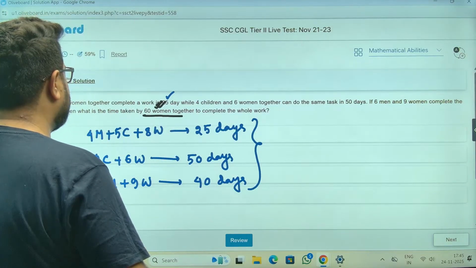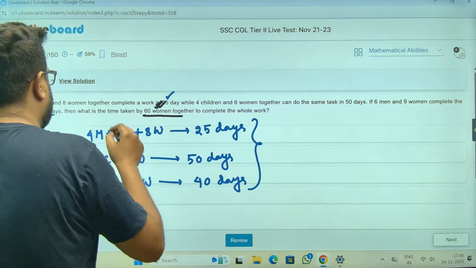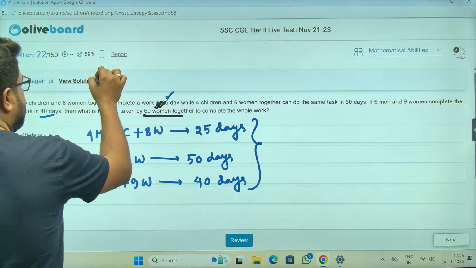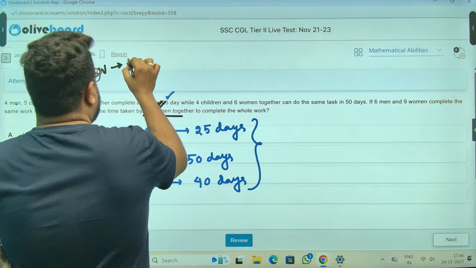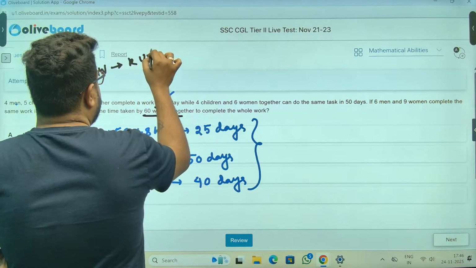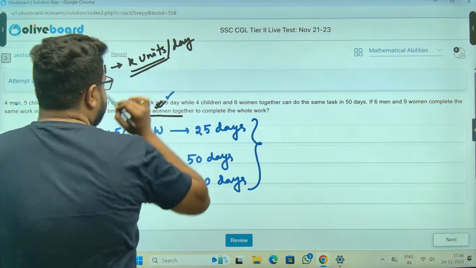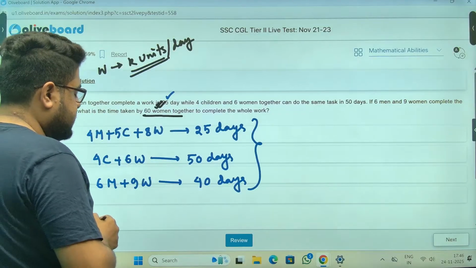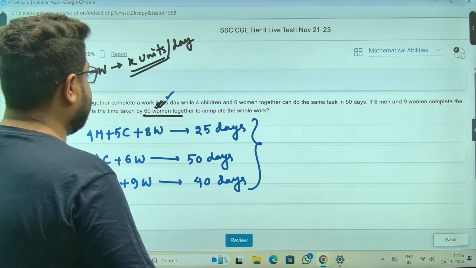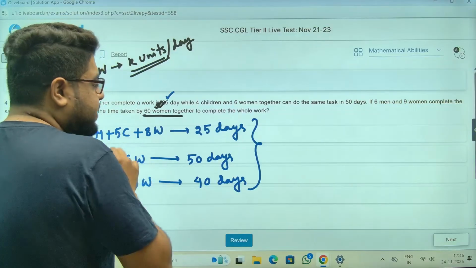Let's take some efficiency for a woman. Okay, let's take the woman's efficiency as k units a day. That will be a little better. So from here, but again, for that I need to do LCM as well. Okay, let's do one thing, sir.